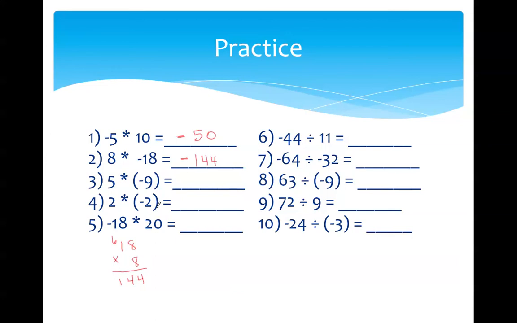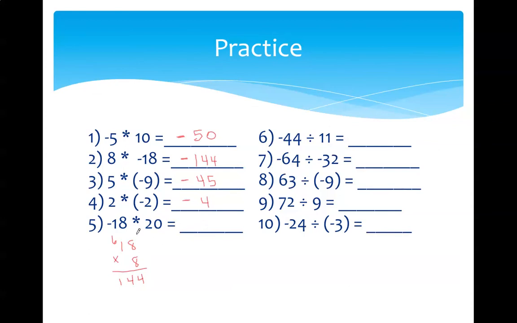All right, number 3, I have a positive times a negative. That will give me a negative answer. Then I have 5 times 9, which is 45. Number 4, I have a positive times a negative. That gives me a negative. And then I have 2 times 2, which is 4.